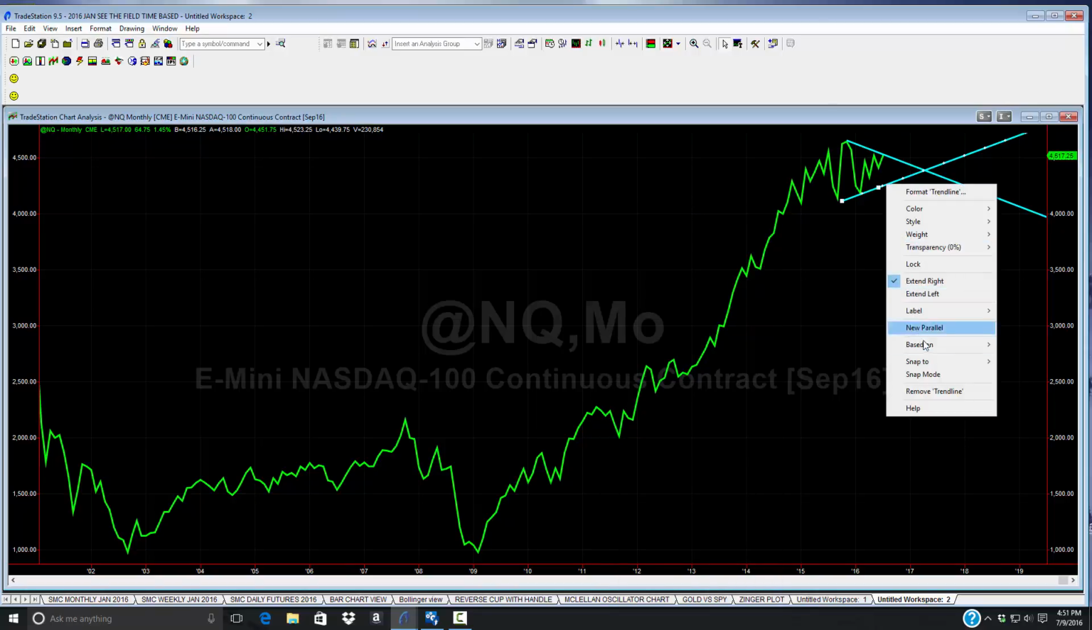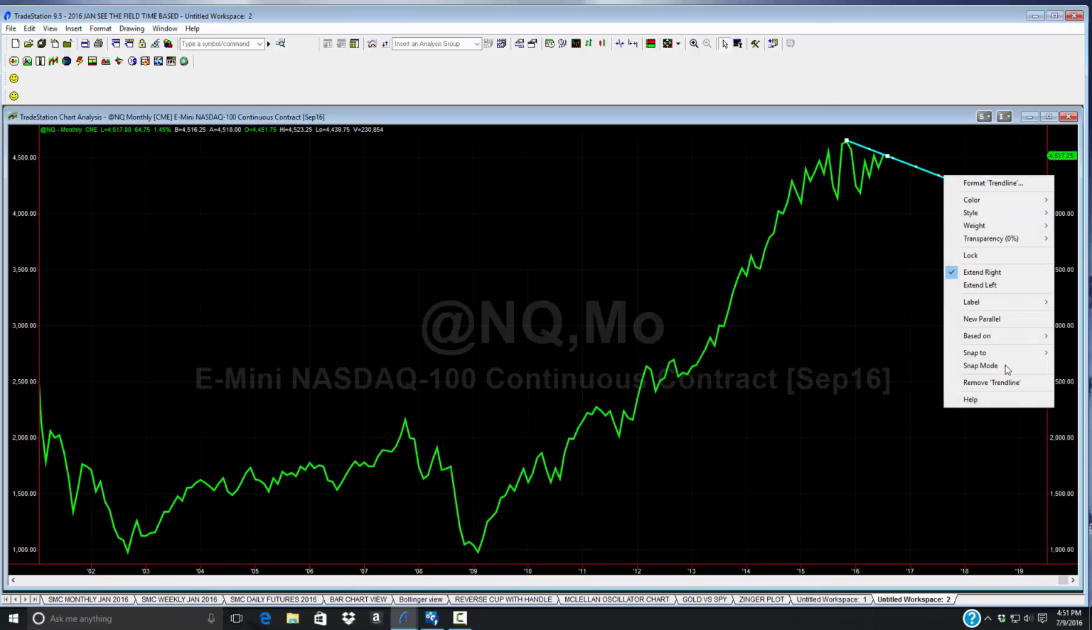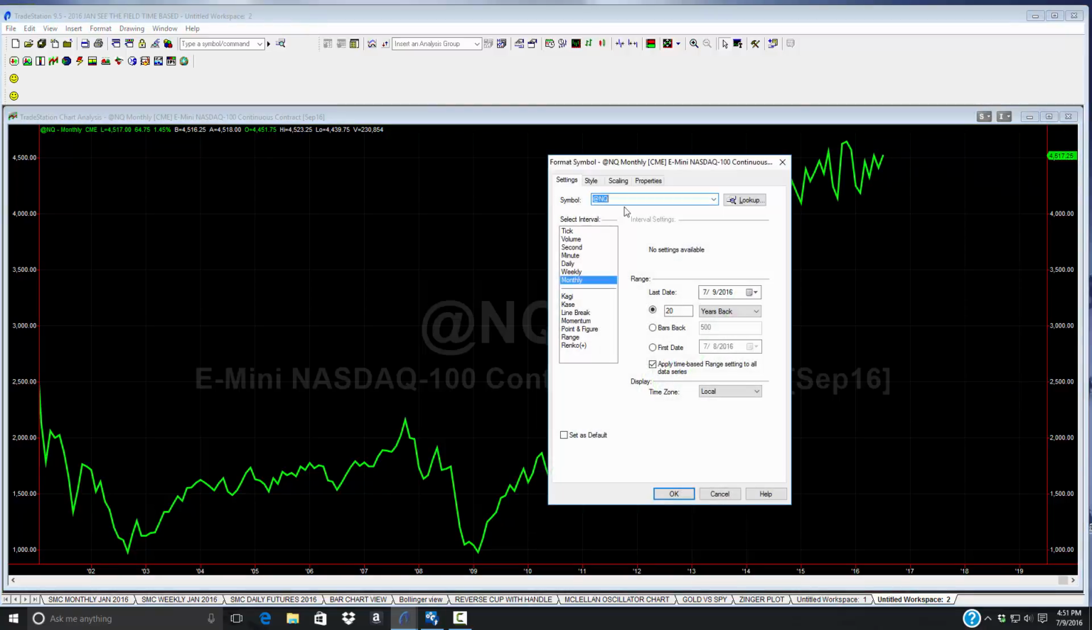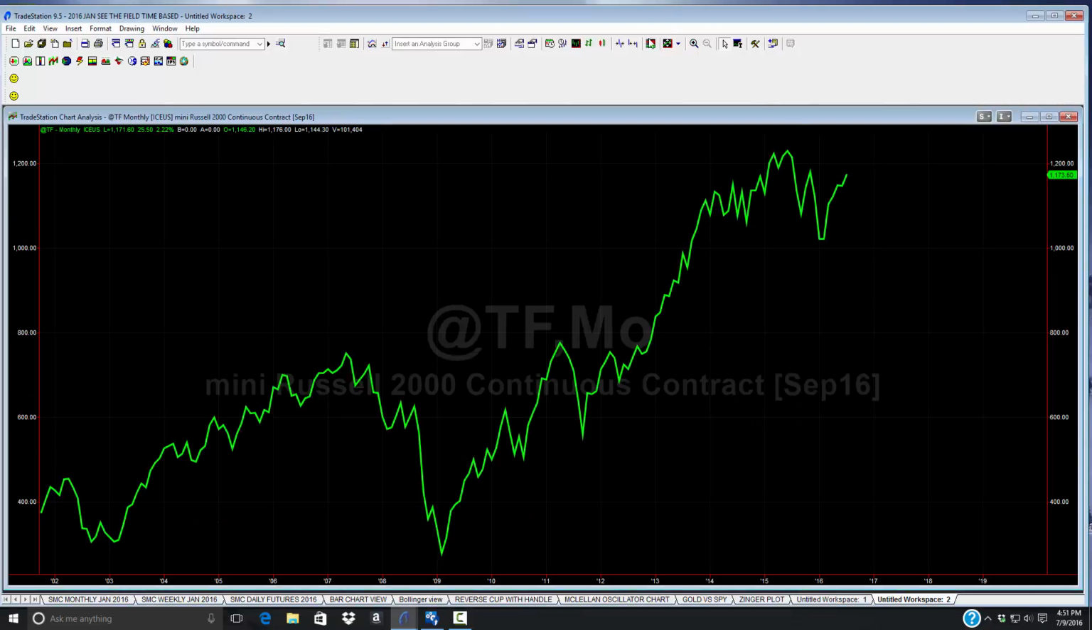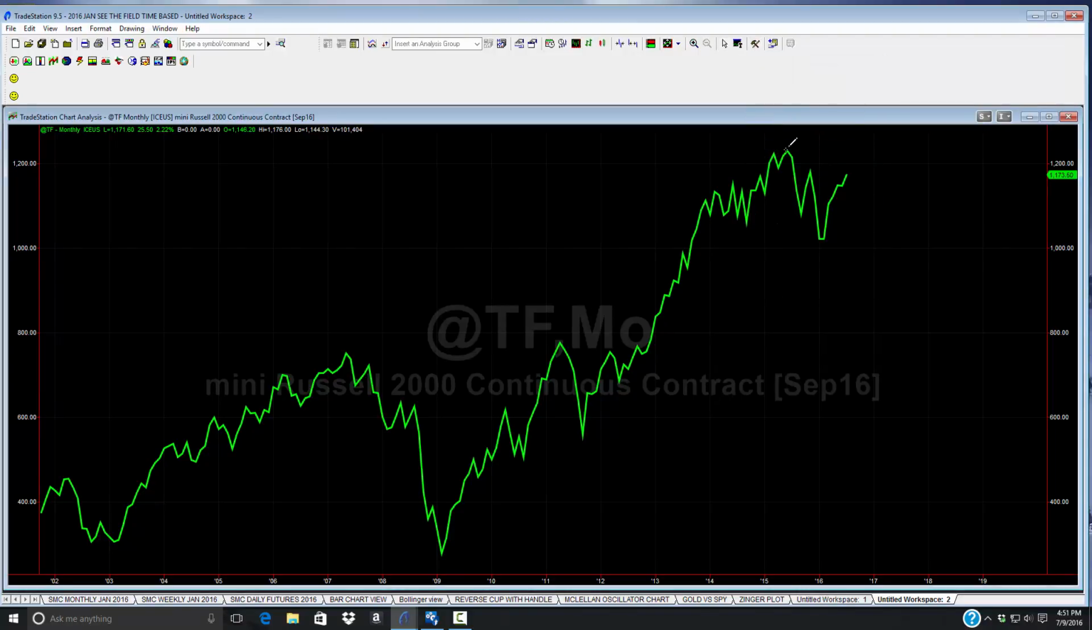Let's remove this. And remove this. In the interest of time, we'll do it together. I'll keep this under 10 minutes. And then let's just put in the Russell. These are the futures. Okay, this is classic. This is a broadening top. Trend line. Here's your peak. Here it is, double peak. We connect.